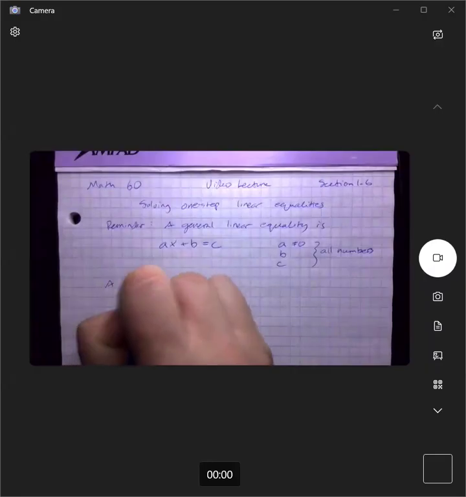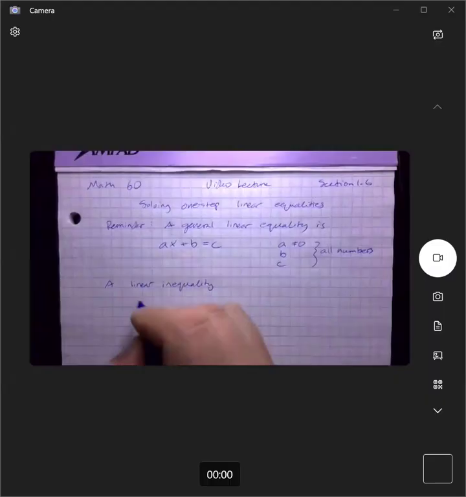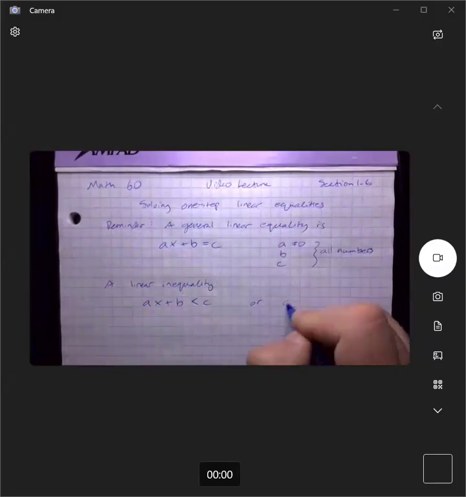A linear inequality is basically the same, except now we can do a times x plus b is less than c. If you recall, we talked about the inequality signs. Or a times x plus b is less than or equal to c. Or a times x plus b is greater than c. Or a times x plus b is greater than or equal to c.